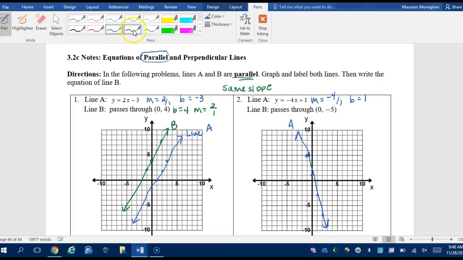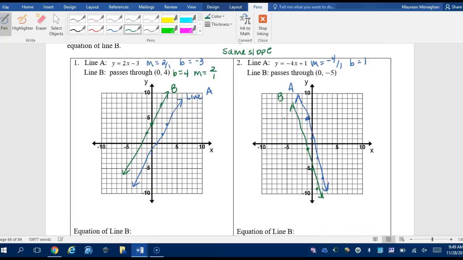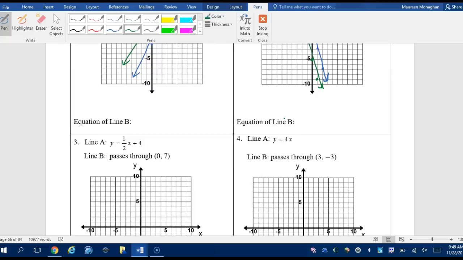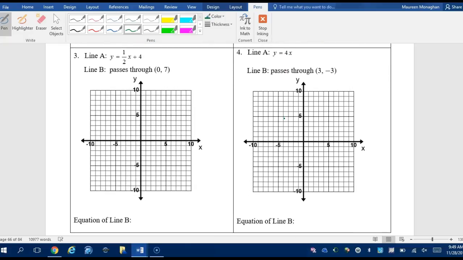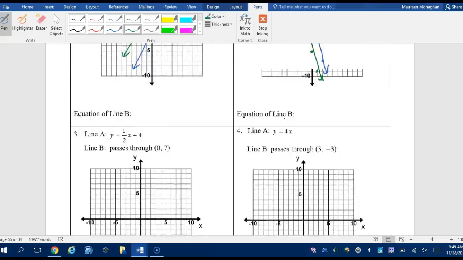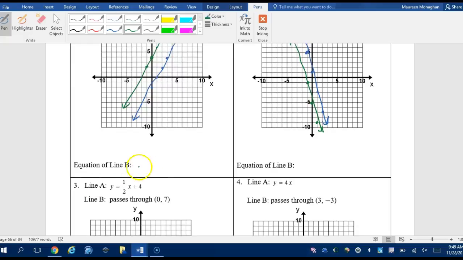That's line A. Line B goes through (0, -5). Same slope. Down 4 over 1 that way, up 4 over 1. These should be parallel. Pretty close. Not perfect. Okay, so parallel lines mean same slope. Why don't you try, oh, I was supposed to do the equations. My bad.